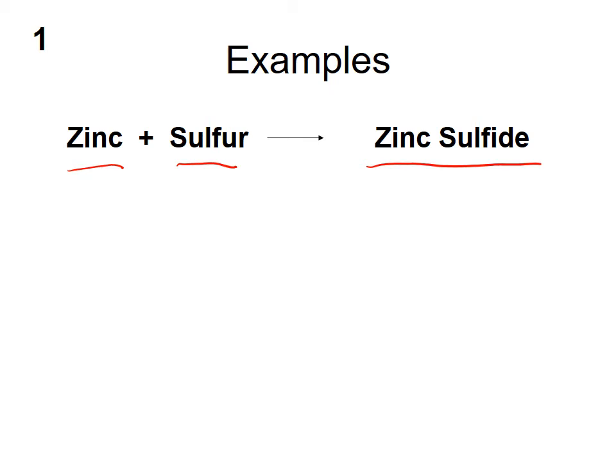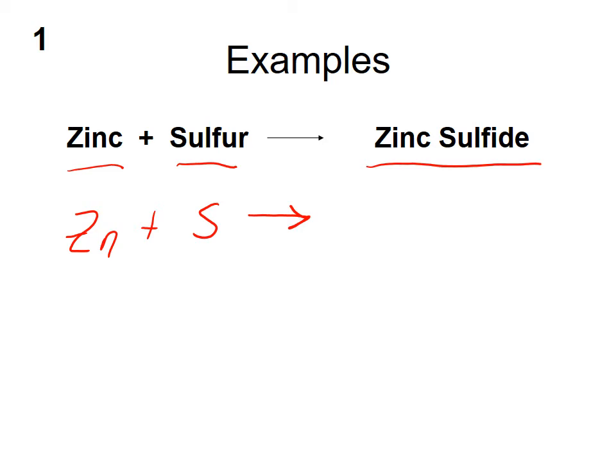So the first thing we're going to do is turn everything into chemical symbols. So the symbol for zinc is Zn, plus the symbol for sulfur is S. Don't forget to write out the yields arrow and the plus sign. And then we have a compound, zinc sulfide. So this is our binary compound.